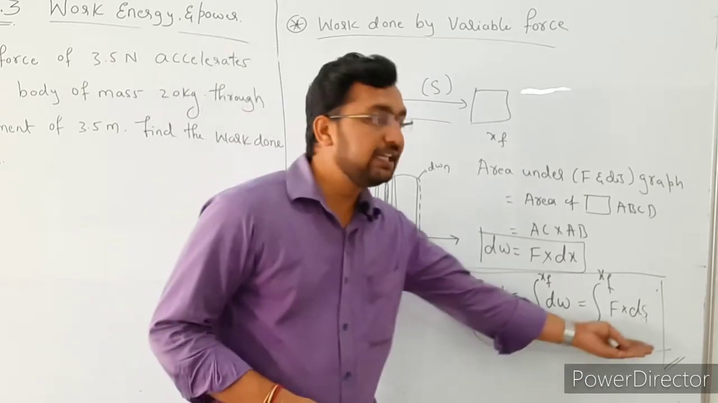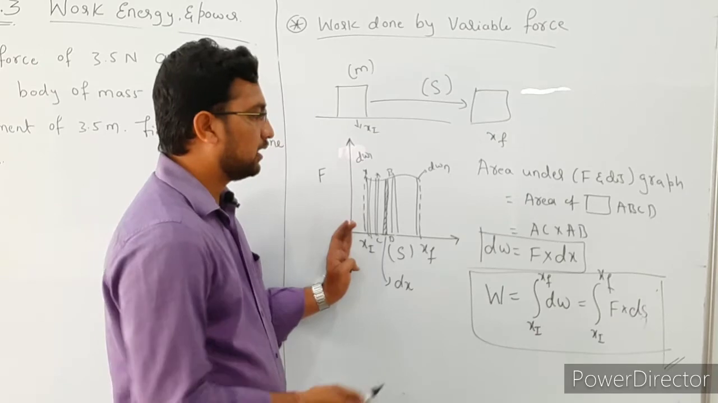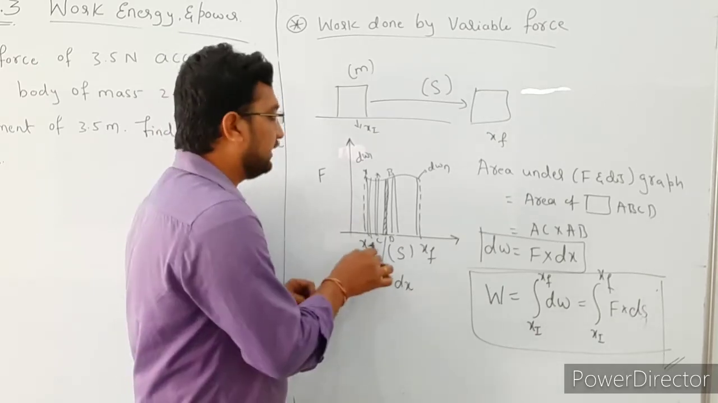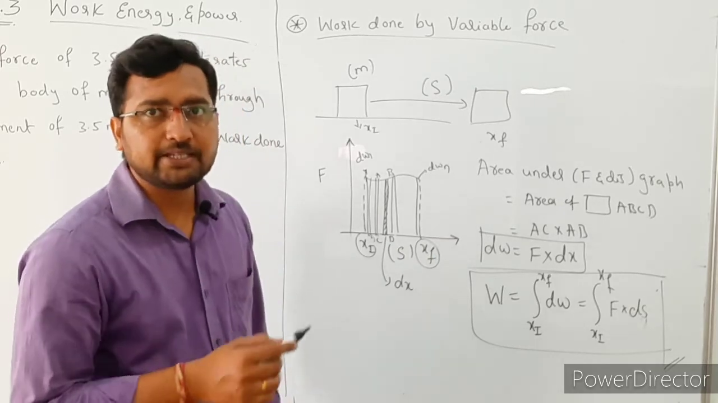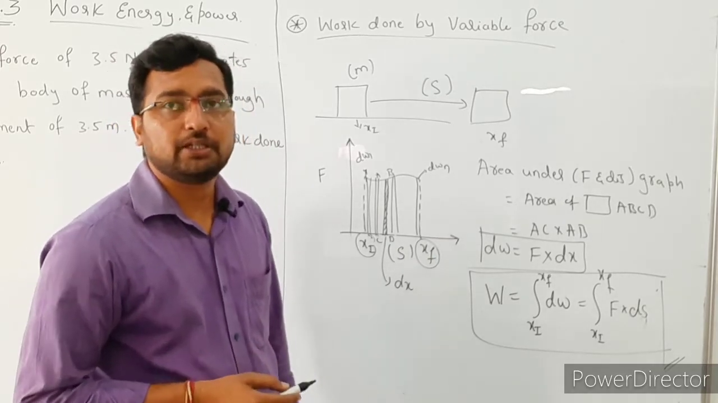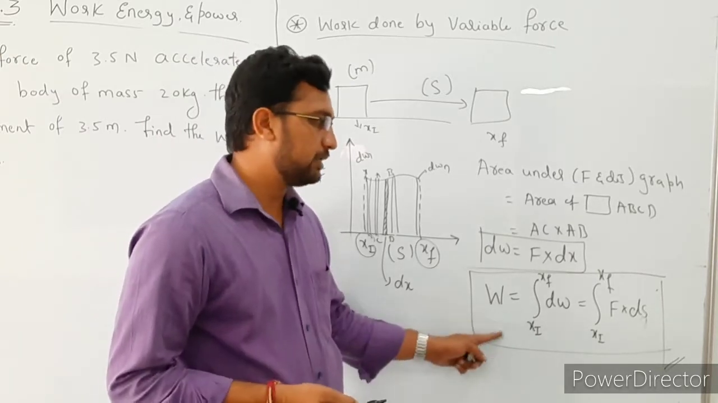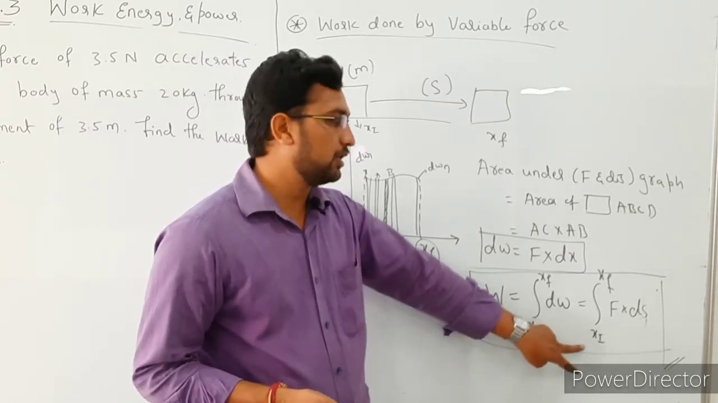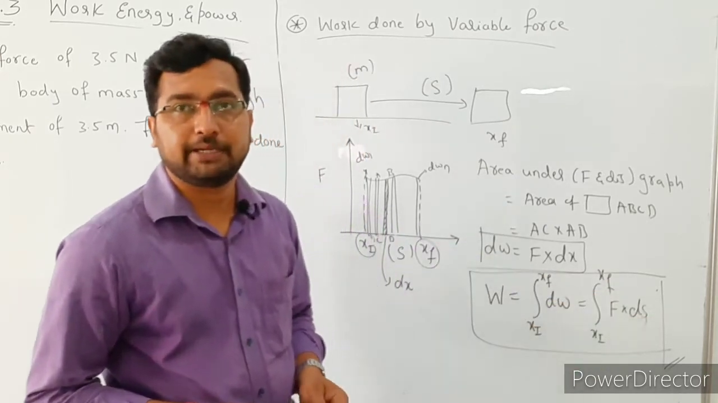So what is the meaning of this? The meaning is that it adds all the small work done from the initial position to the final position. So the work done by the variable force is W equal to the integral from the initial position to the final position of force into small displacement.